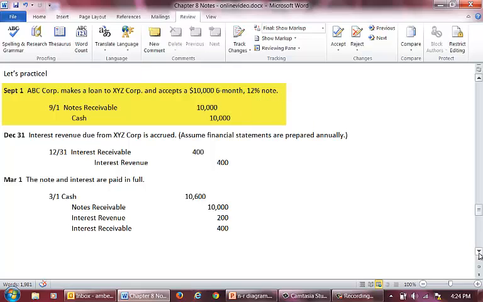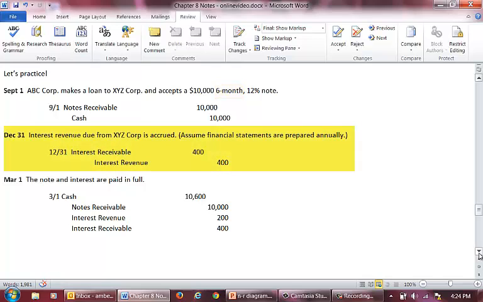One thing to remember is the entry to record the receipt of a note never involves interest. We do not earn interest until time passes. This note is a 6-month note, meaning that XYZ will not pay anything to ABC until 6 months pass. At that time, XYZ will pay ABC the entire principal and interest.